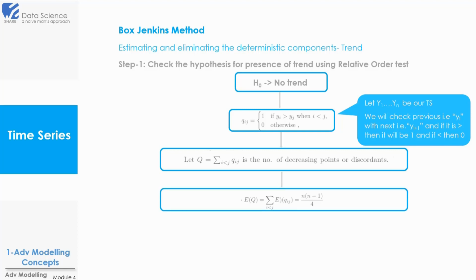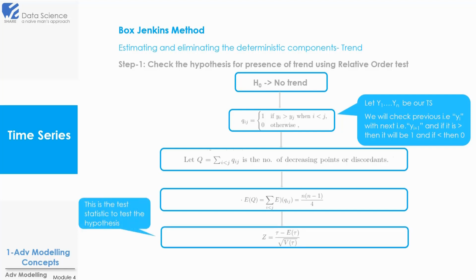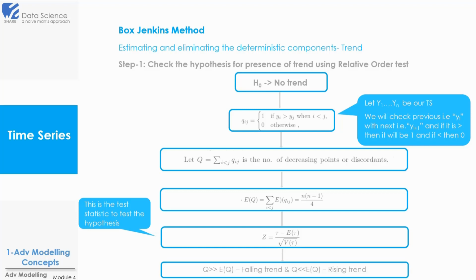After that, we'll find the Z statistic as shown here. And then as usual, we'll use the Z statistic to test the hypothesis. If H0 is rejected, then it means trend is present. Then we'll check if the capital Q is greater than its expected value. If yes, then it will be a falling trend. If it is lesser than the expected value, then it will be a rising trend. So that is how we carry out the relative order test to check the presence of trend. Now obviously these steps will not be performed manually. I have just shown these steps to explain the working. All these steps will be done by R using a single command.